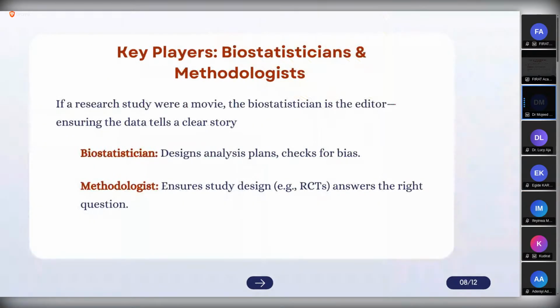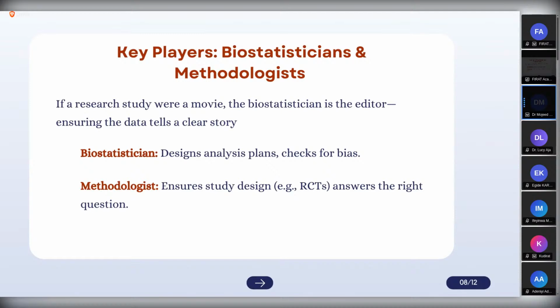Now, who are the key players? The key players are biostatisticians and methodologists. Of course, there is an overlap. A methodologist, if you are a quantitative researcher, must have some background in biostatistics. Then a biostatistician would also have knowledge in research methodology. So there is that overlap.